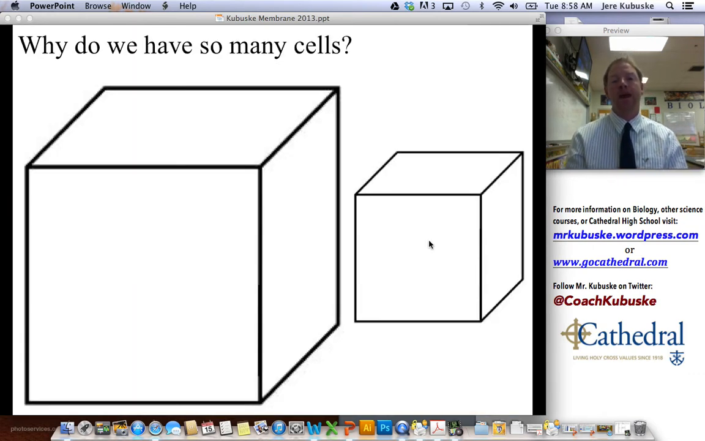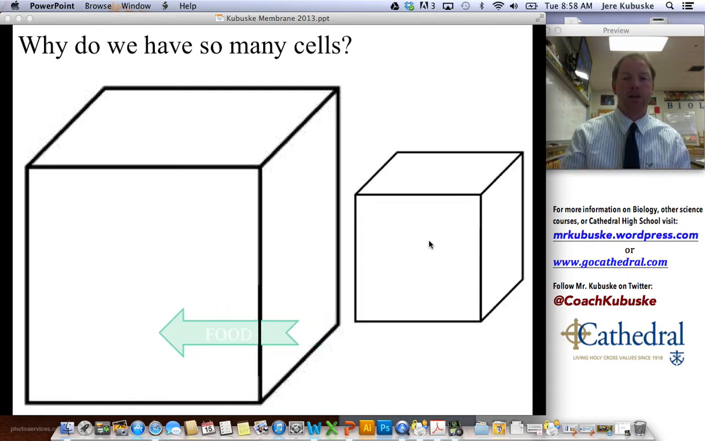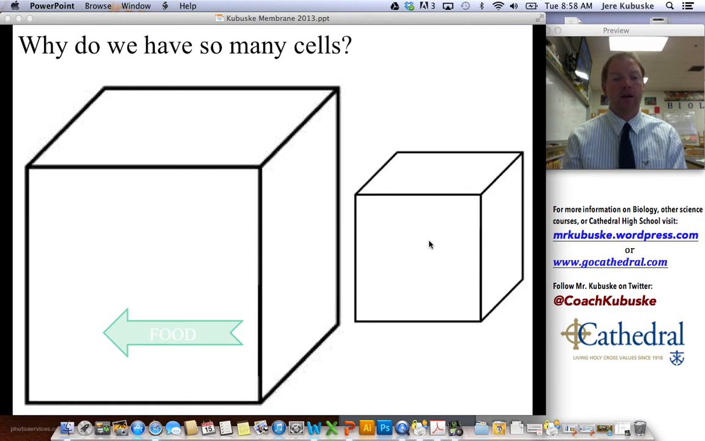Now, why do we have so many cells? What's the advantage of that? Why not just be made of, like, I don't know, 100 cells that are just a lot bigger, since we're bigger organisms? Okay. Well, it all has to do with being able to maintain homeostasis. Now, if you'll remember, homeostasis is the ability of organisms to have stable internal conditions despite their outside conditions.